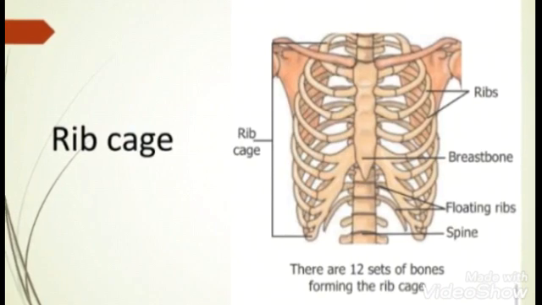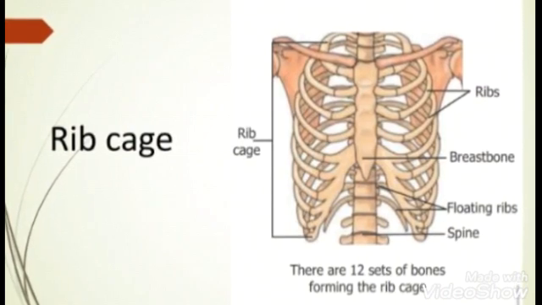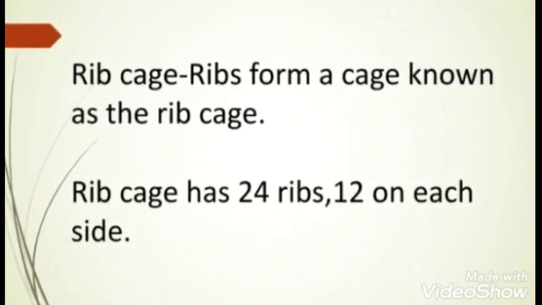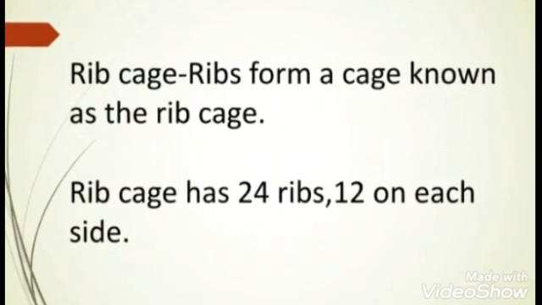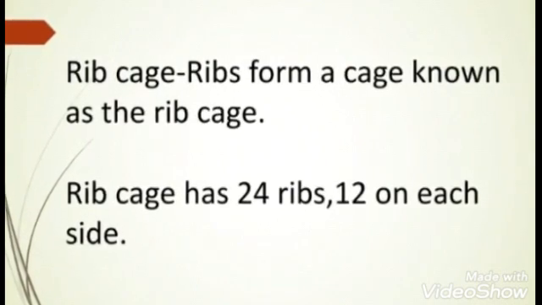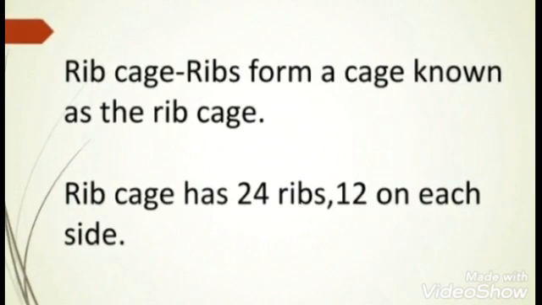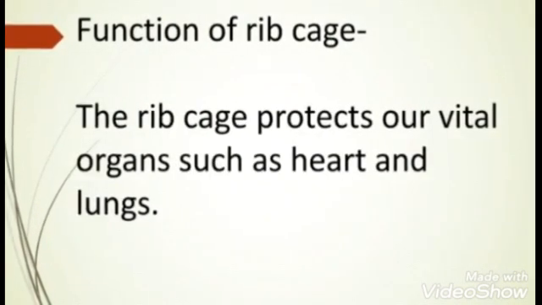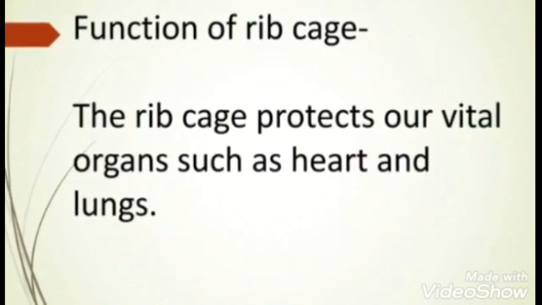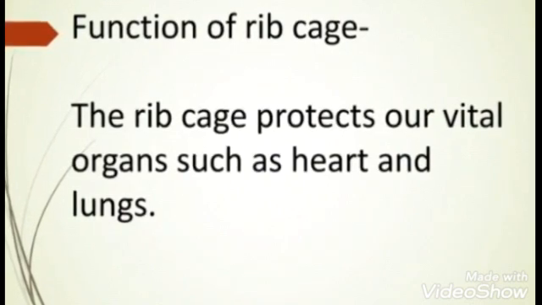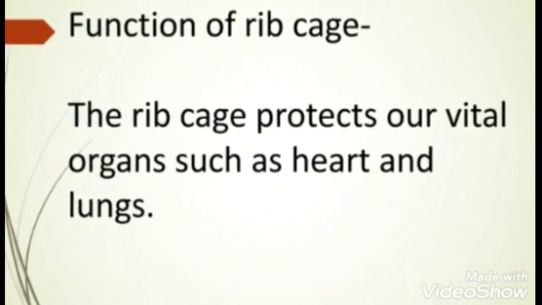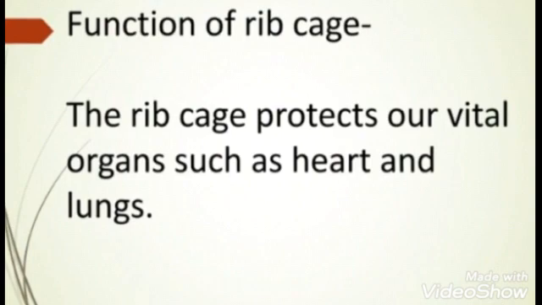There are 24 ribs in our body. These ribs form a cage-like structure called rib cage. Rib cage has 24 ribs, 12 on each side. It means 12 on the right side and 12 on the left side. Students, do you know what is the function of rib cage? As we know, rib cage is found in the chest region. The rib cage protects our vital organs such as heart and lungs.